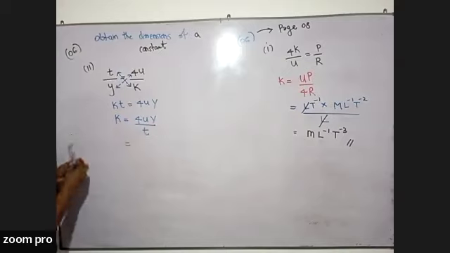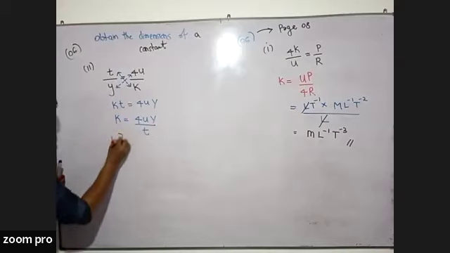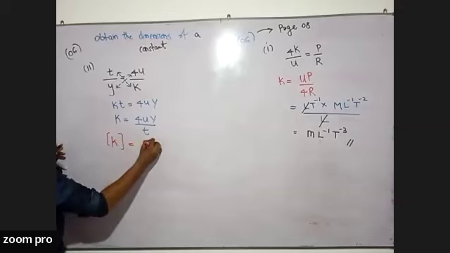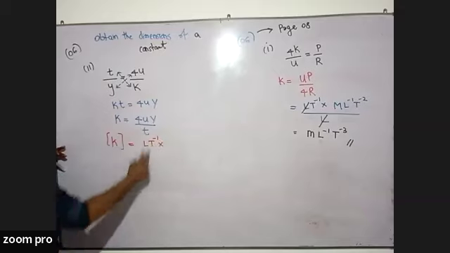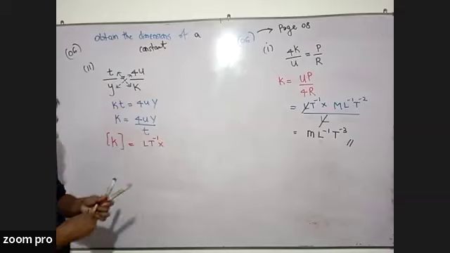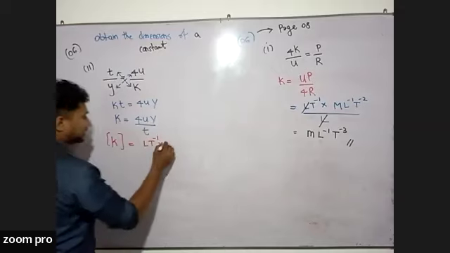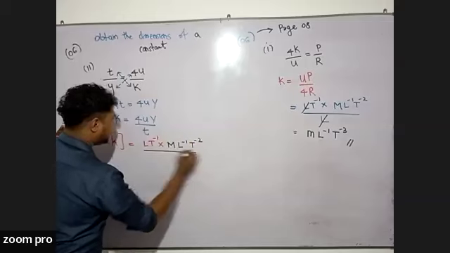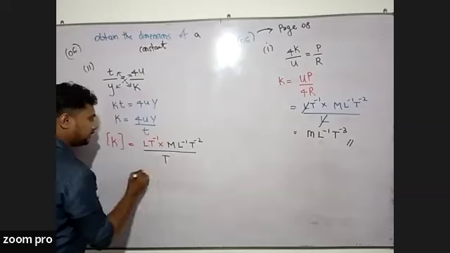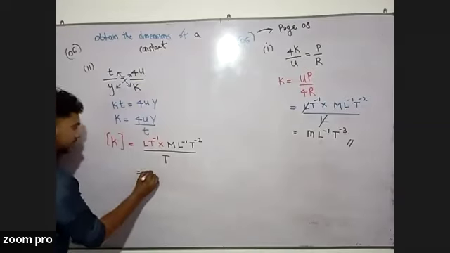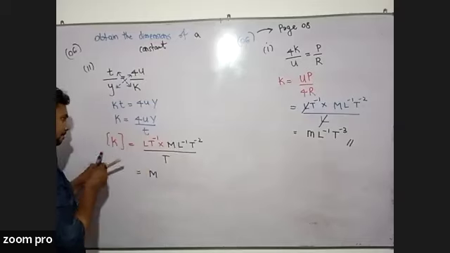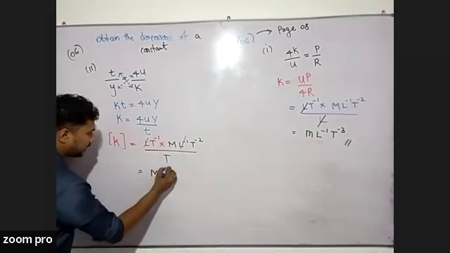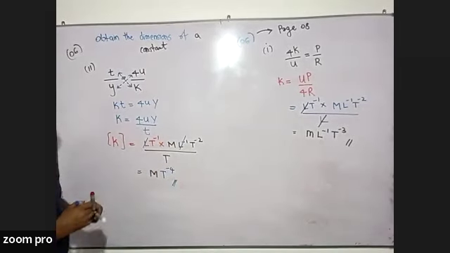Right. So let's find the dimensions of K. Dimensions of K equal U, which means velocity, that is LT minus 1, times Y, which means Young's modulus. The dimensions of Young's modulus are the same as pressure, over T, which means time. Then the answer should be M. These two are cancelled. Then the answer should be MT minus 4.